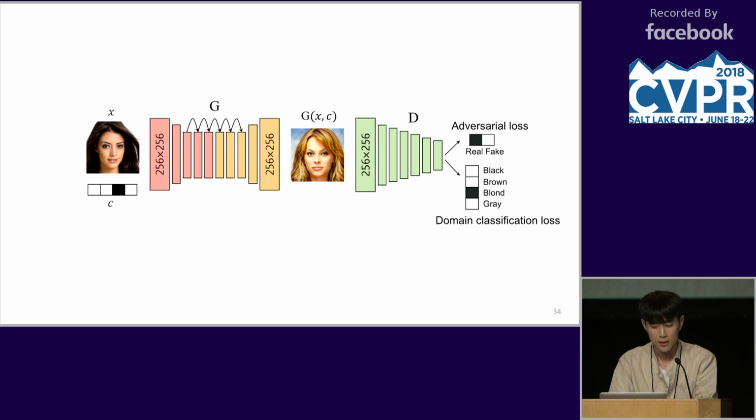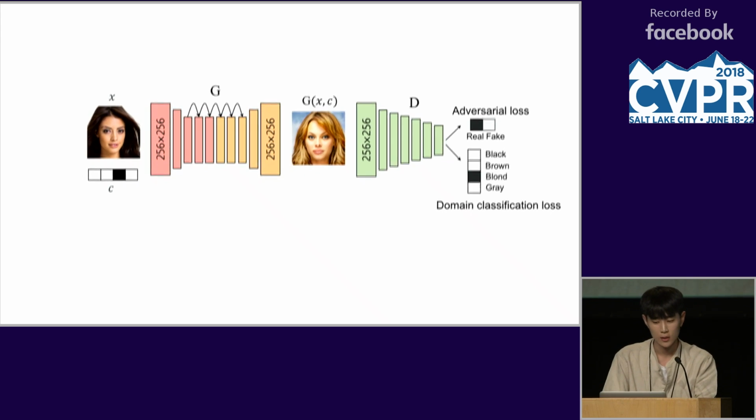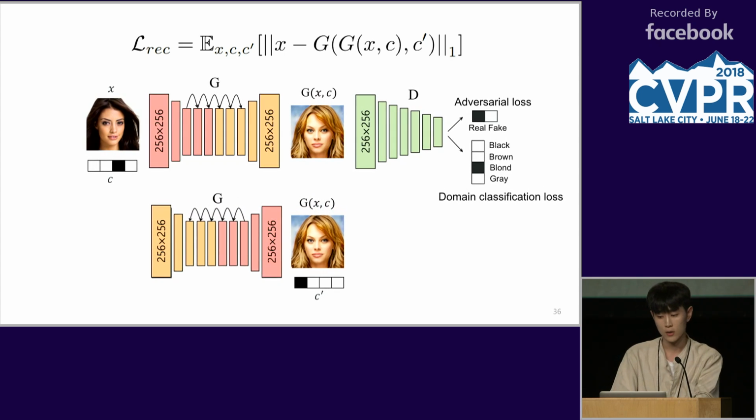However, minimizing the adversarial and domain classification loss does not guarantee that the translated image preserves the contents of the input image. For example, this image does not preserve the contents of the input image, but it can be classified as real and brown hair by the discriminator. To alleviate this problem, motivated by CycleGAN and DiscoGAN, we add a reconstruction loss to the generator. We use the same generator again, but now inputs are the translated image and the original domain label.